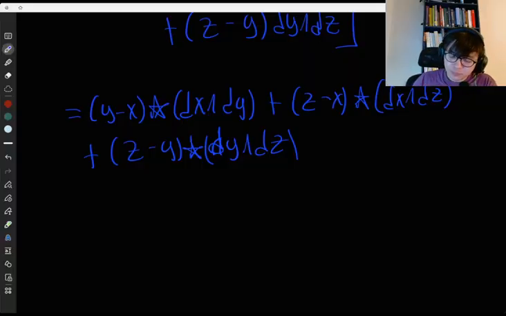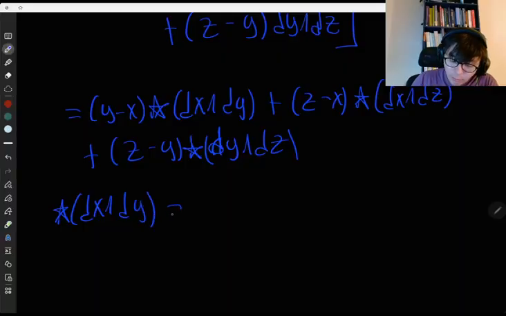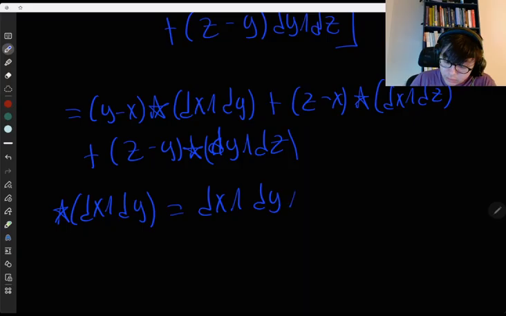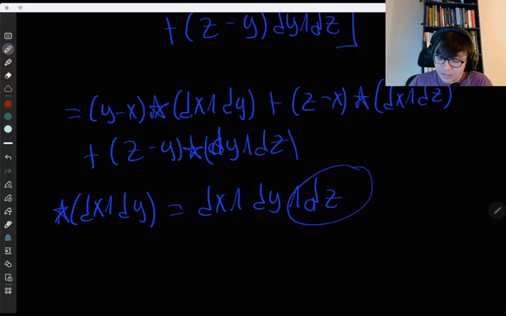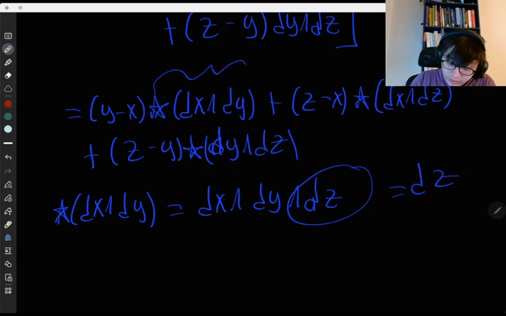So let's now calculate star dx wedge dy. Remember, I'm going to replace this at the start and see how long it takes me to return back to this. Well, immediately we return back to it, right? We have a dz. So this is equal to dz. So this whole thing is dz.